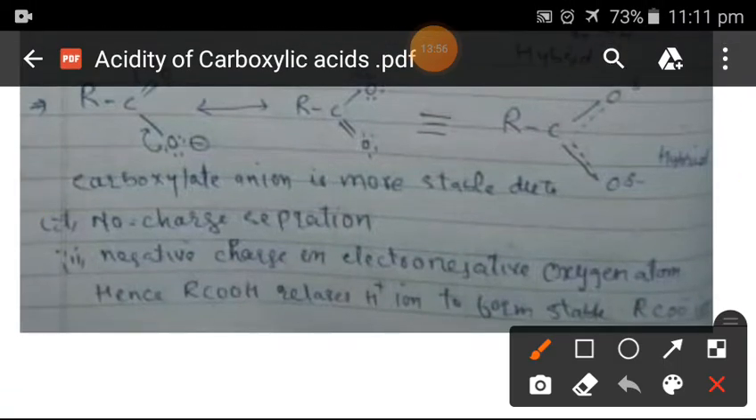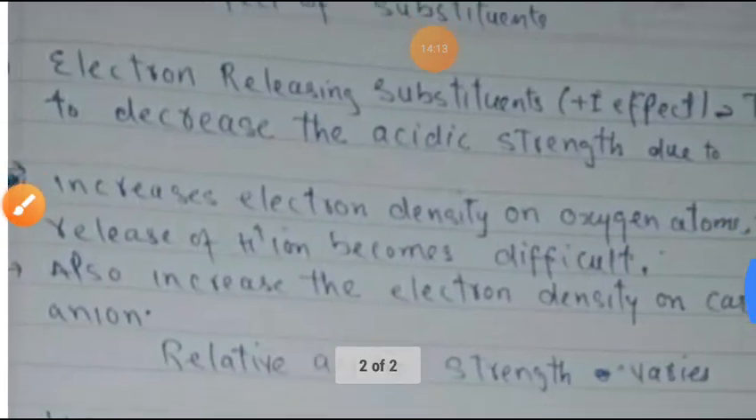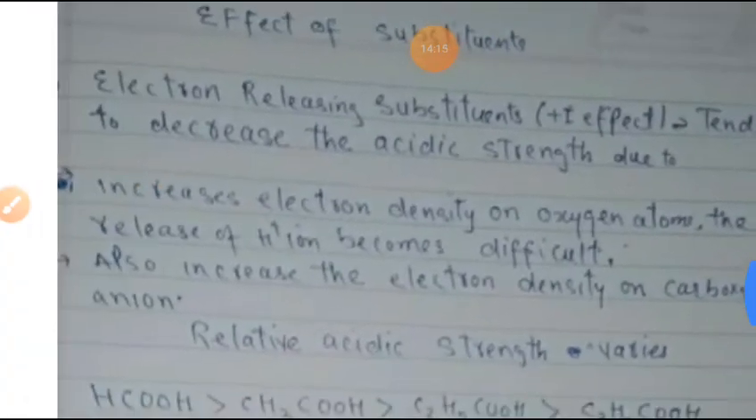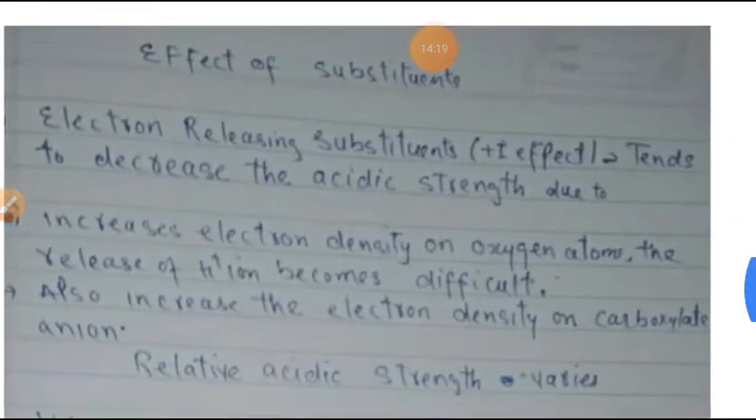So there are factors which affect the stability of the carboxylate anion. The first is that there does not occur any positive or negative charge separation here, and the negative charge is present on the more electronegative oxygen atom. We have already discussed this. Now we will see the effect of substituents.